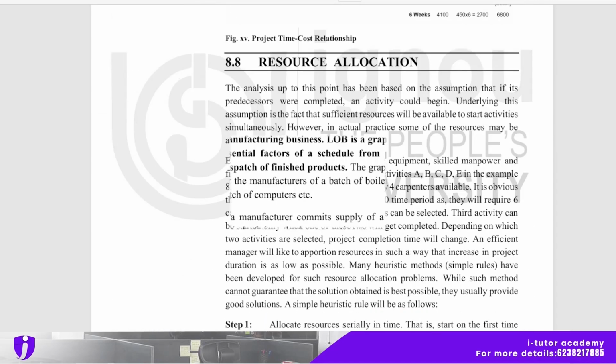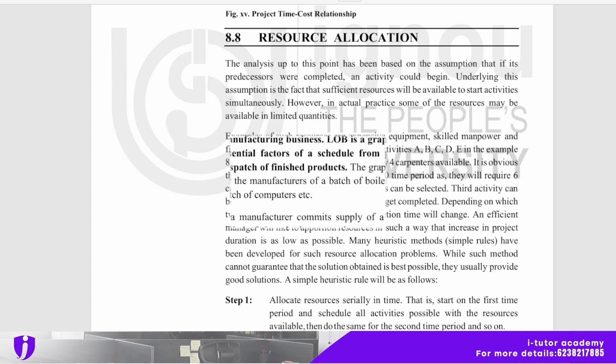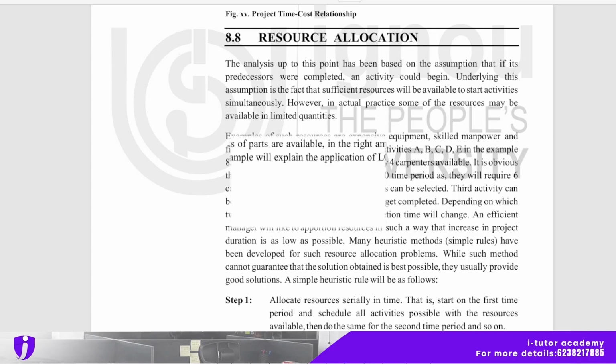And next is resource allocation. How to do this resource allocation? The analysis up to this point has been based on the assumption that if its predecessors were completed, an activity could start. Underlying this assumption is the fact that sufficient resources will be available to start activities simultaneously. However, in actual practice, some of the resources may be available in limited quantities. Examples of such resources are expensive equipment, skilled manpower, and finance, etc.